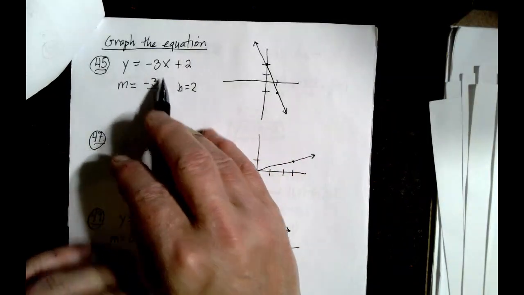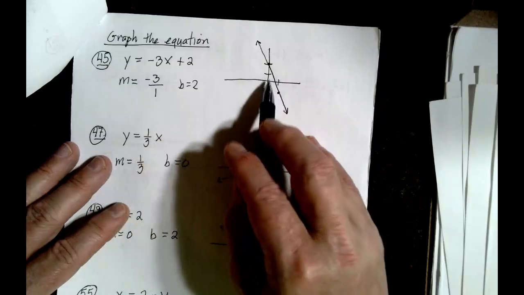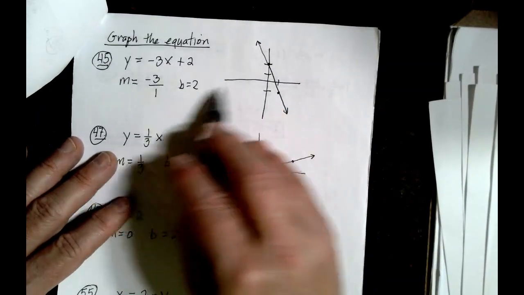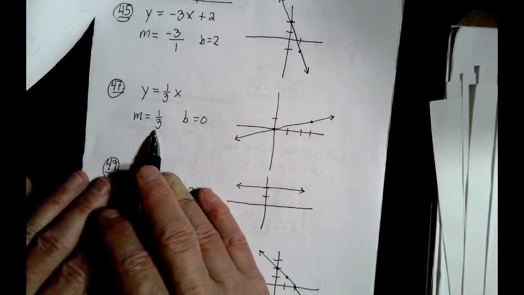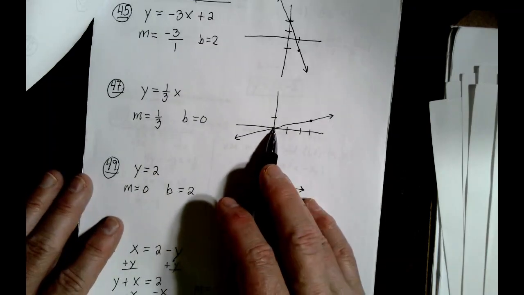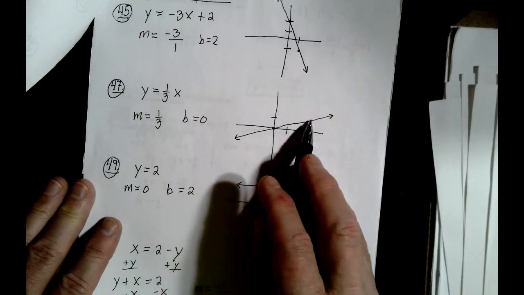That's when it says graph it. So your m is -3, or -3 over 1. Your b is 2, so it crosses at 2. And with -3, you fall 3, and you run 1. Connect the dots. For y = 1/3 x, 1/3 is your slope, and b is 0, so that means it has a y-intercept of 0. And 1/3 means you rise 1, run 3.